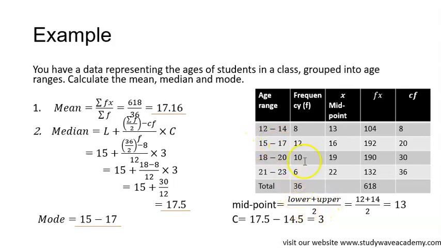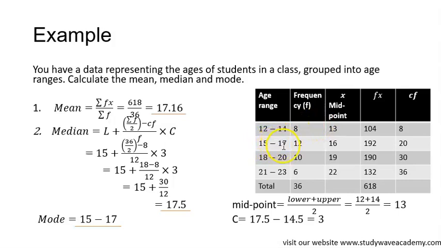The lower boundary plus the upper boundary divided by 2. 12 plus 14 divided by 2 is going to give you 13, okay? So the midpoint of 12 and 14 is 13. Do you understand? We move to the next age range.